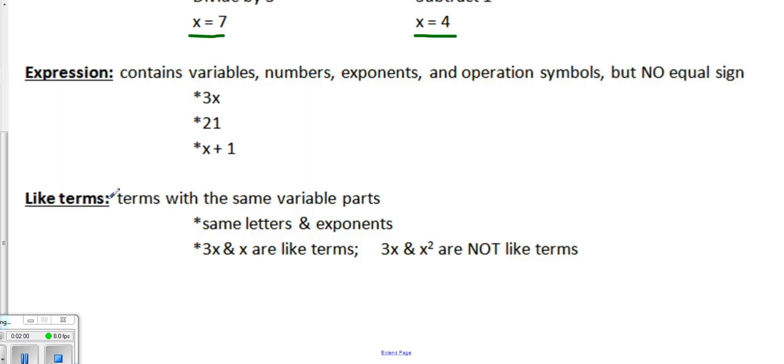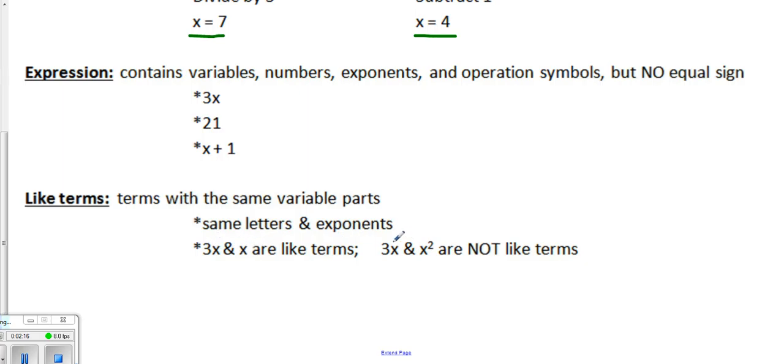And last term, we have like terms. Terms with the same variable parts. So they'd have the same letters and the same exponents. So 3x and x are considered like terms. They're both x terms. This one has 3 x's, this has 1 x, just the x here.